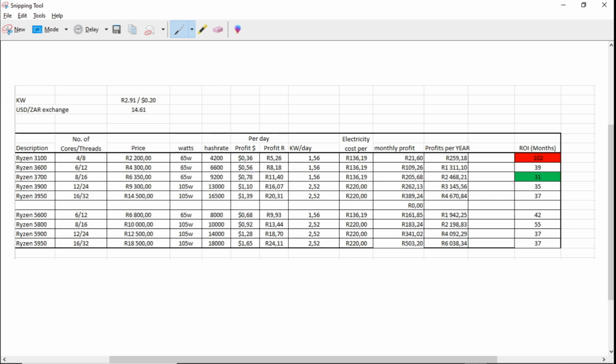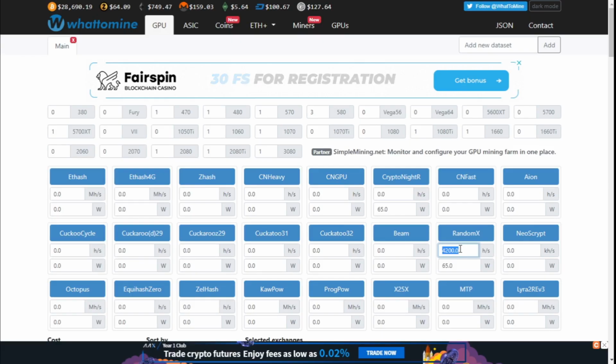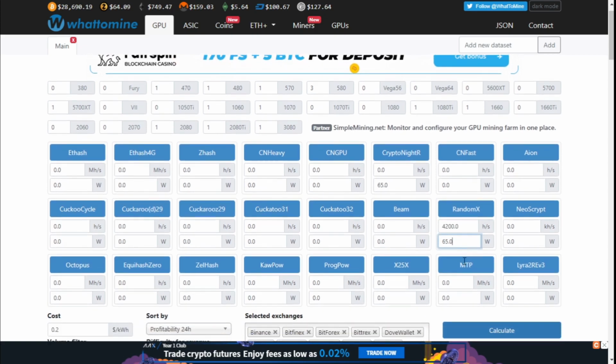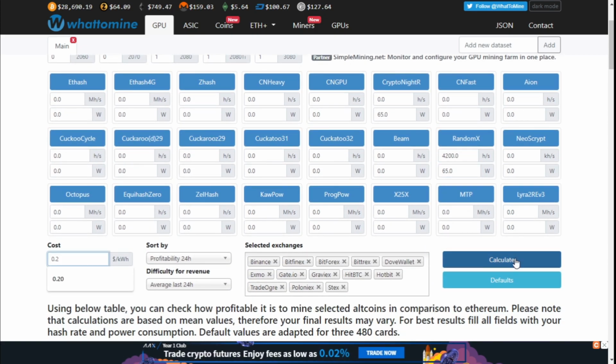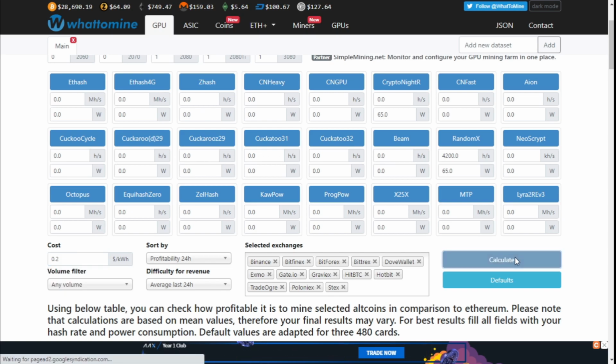If you have any of these CPUs, they do generate some sort of income. Let's take a look at what to mine to see if there are any other cryptocurrencies that are more profitable than Monero. Taking the hash rate of the 3100 at 4200 hashes per second, the Ryzen 3100 hashes at 4200 hashes per second at 65 watts. We're going to be using 20 cents.